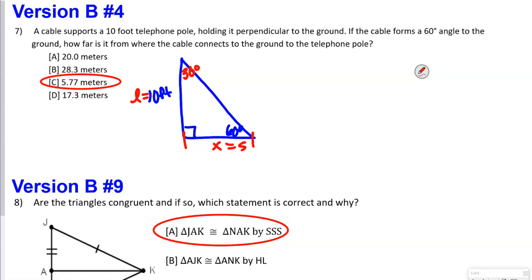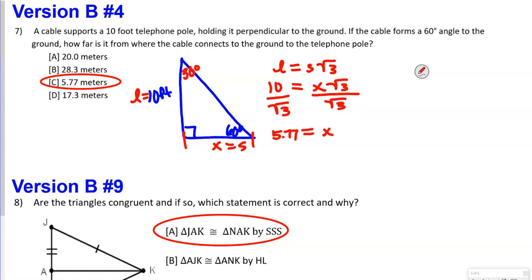So we're going to use the L formula. L equals S square root of 3. And we can now plug in what we know, right? So our long leg is 10, and that's equal to x square root of 3. So can't we just divide both sides by the square root of 3 here? And when we divide 10 by the square root of 3, we get 5.77. So that's what the answer is.